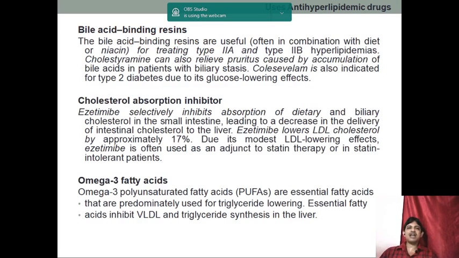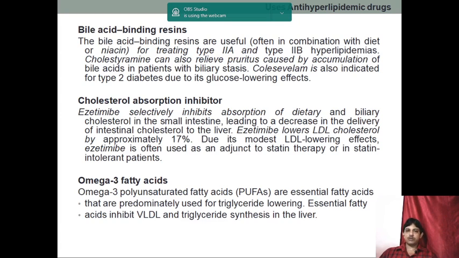And next is bile acid binding resin. Now bile acid binding resins are helpful for treating type 2A and 2B hyperlipidemias. Cholestyramine can also be useful to relieve pruritus caused by the accumulation of bile acid in patients with biliary stasis. Now, colesevelam is also indicated for type 2 diabetes due to its glucose lowering effect. So these are some bile acid binding resins.